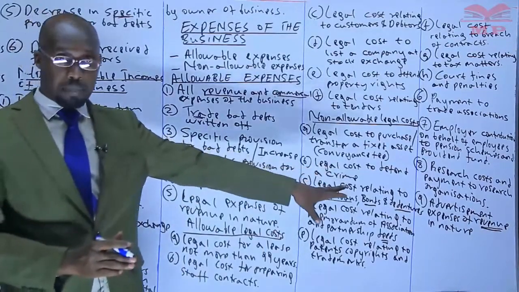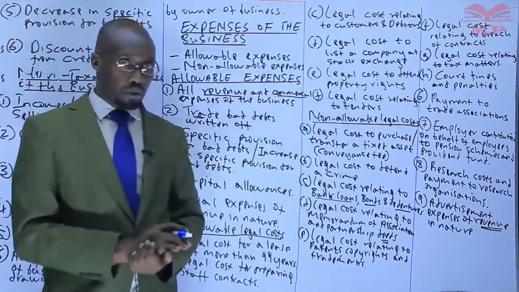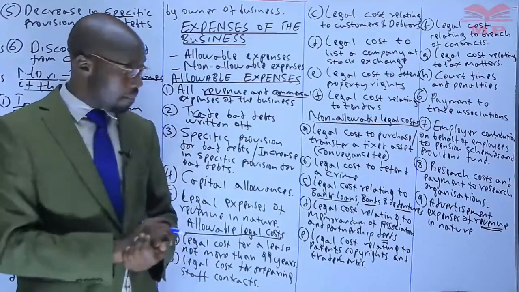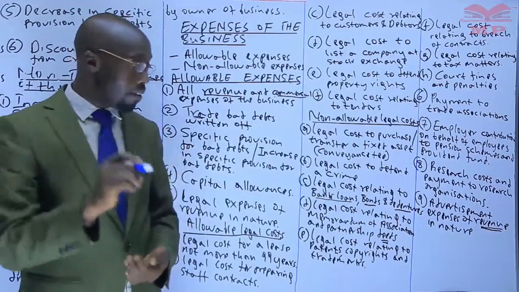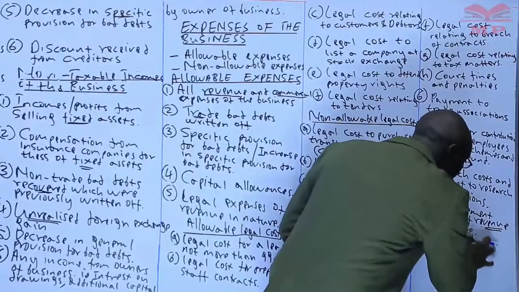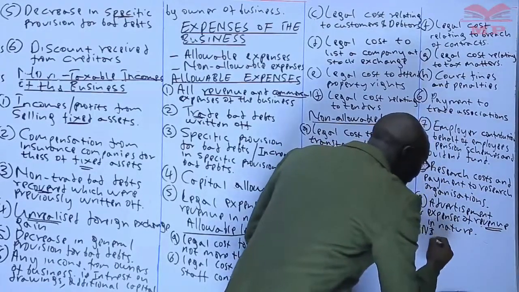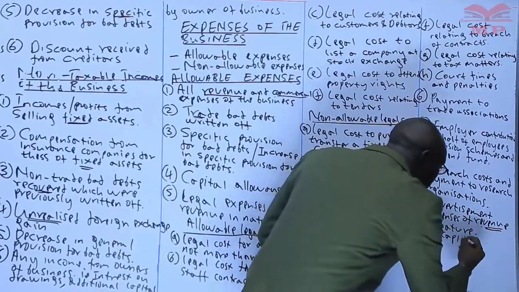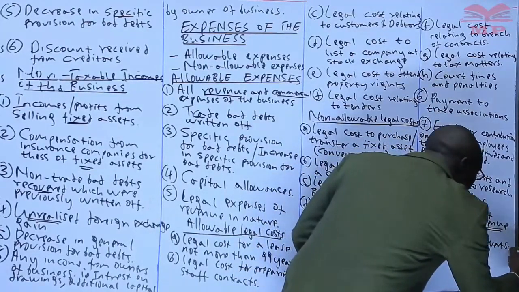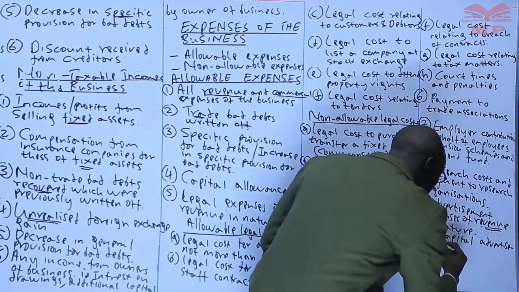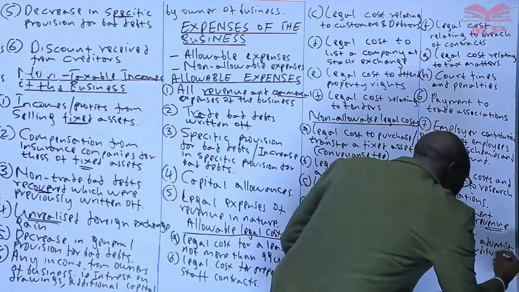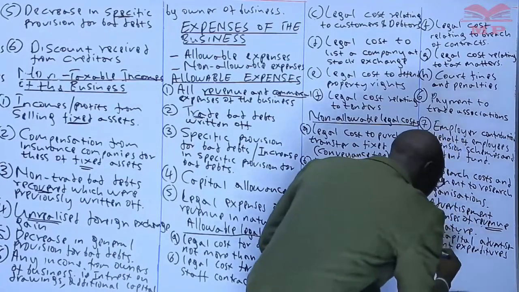Those are allowable expenses. But it is important to note that capital advertisement expenditure are not allowable. You can put that. You note that capital advertisement expenditure are not allowable.